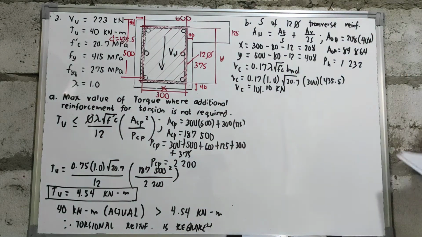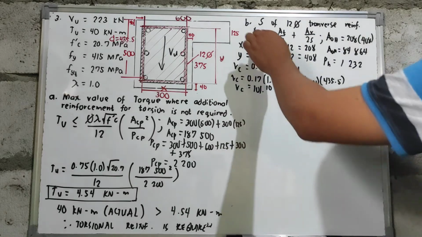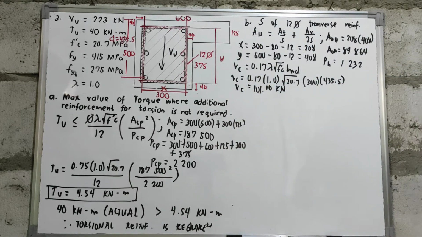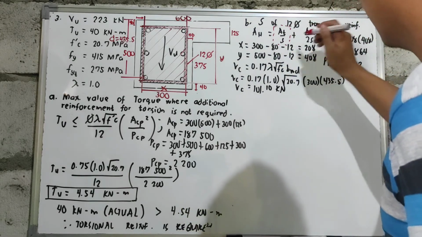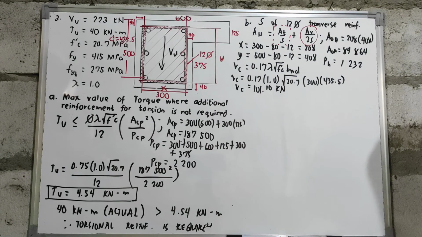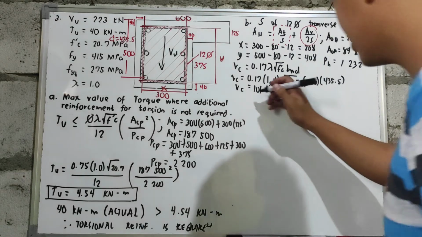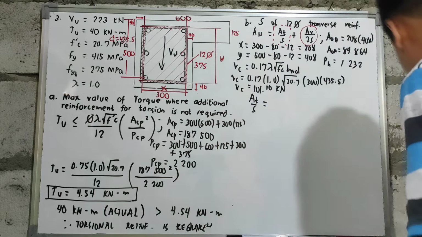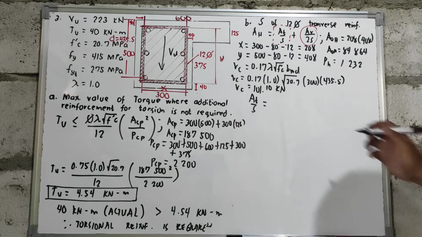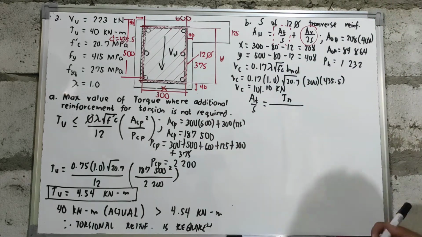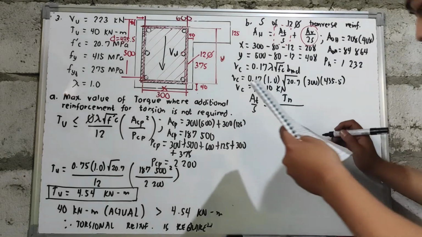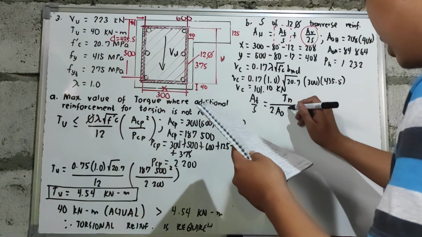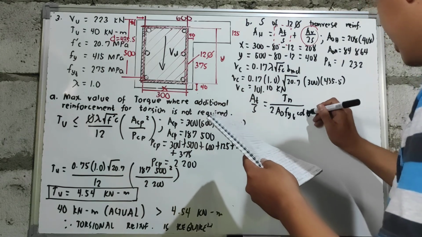So after that, gamitin na natin etong formula natin for combined shear and tension. Hanapin muna natin yung value ng AT over S natin. And after that, let's compute for the value of AV over 2S. So hanapin muna natin yung AT over S. So paano natin yan isosolve? So gagamitin lang natin yung formula natin na T sub N over 2AO FYT cotangent theta.